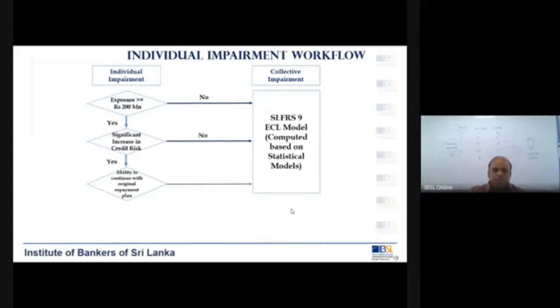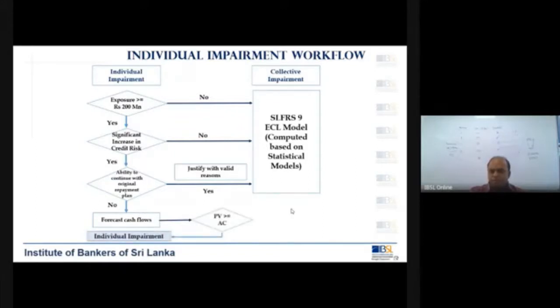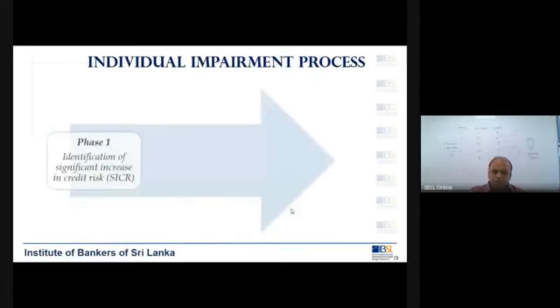If the customer has the ability to pay, then you have to look at it separately. If not, you have to again put the customer into collective impairment. If the customer does not have the ability to repay the loan, then how to calculate the impairment will be slightly different. That is where you need to know how to compute the impairment. Okay, so that we will look at now.